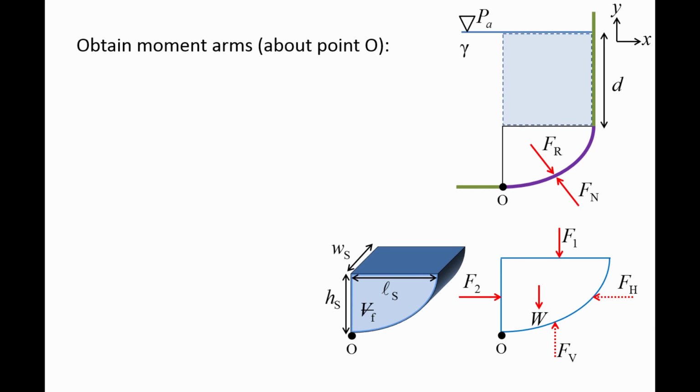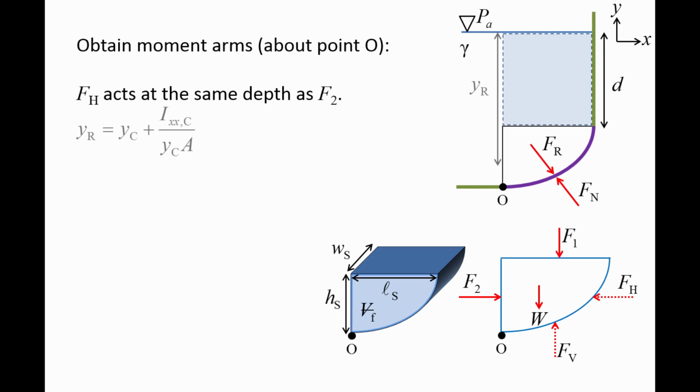If the fluid is static and the gate is not moving, then there must be no net moment on the gate or the fluid body. That is, F1, F2, the weight, and the components of Fn must produce no net moment. F2 and Fh both act only in the x direction, while F1, W, and Fv act only in the y direction. This means that F2 and Fh must have the same line of action, and Fh is at the same depth as F2. F2 acts at the center of pressure of the left planar surface.